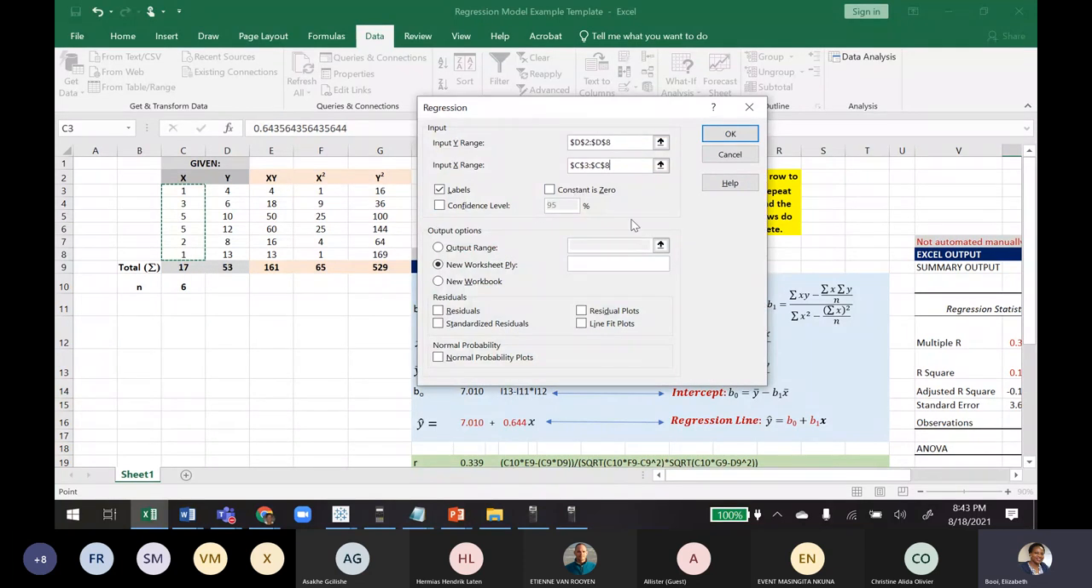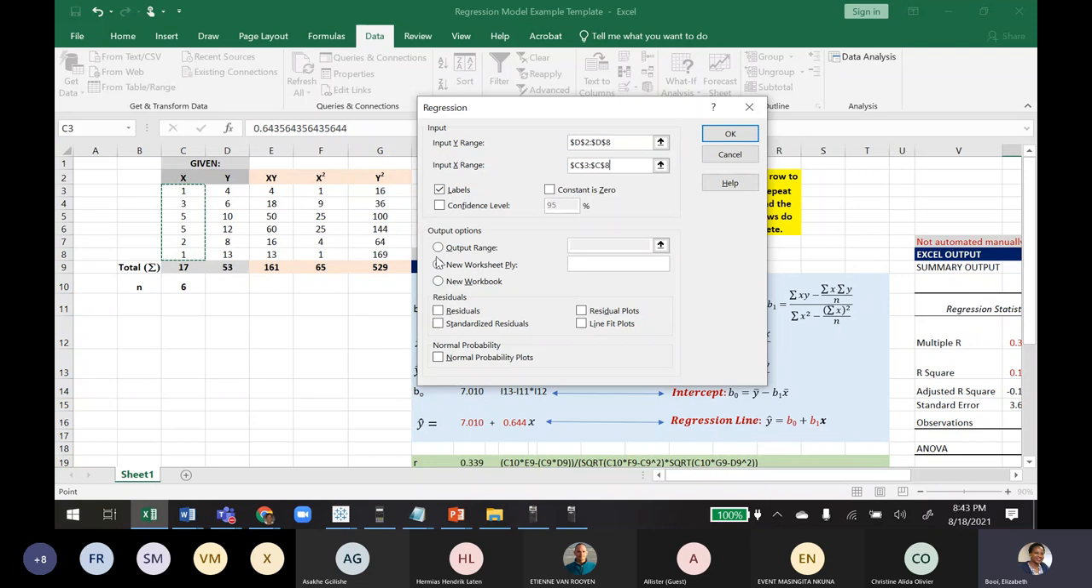Leave everything within the confidence interval for now. I don't have to select anything else because I'm not interested in those things. The output, remember, if you want it on the same sheet as this, you just select output and then it will put it on the same output.